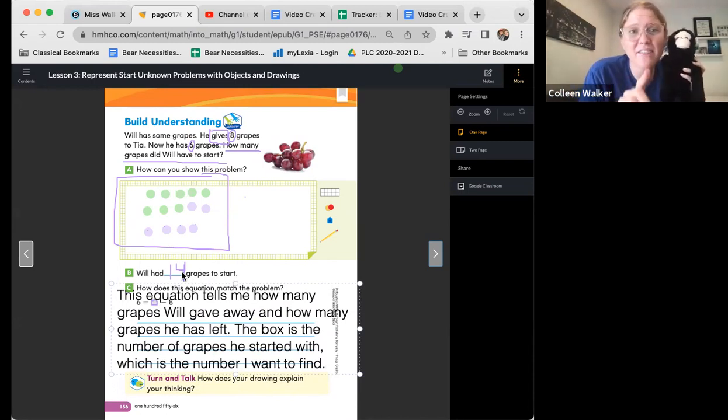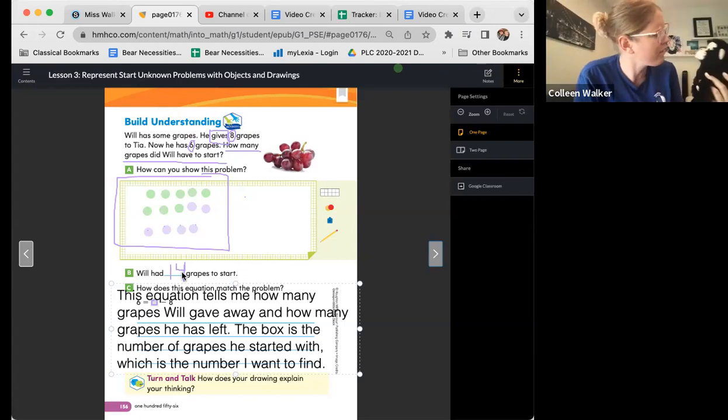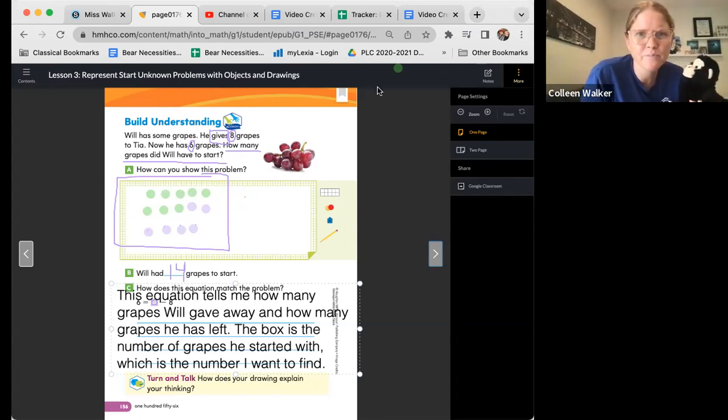Yeah. So Monkey said that he drew the 8 grapes first that he gave to Tia and the 6 grapes he had left. And that drawing helps show the total number of grapes he started with. Hey, high five. I love how you explain that.